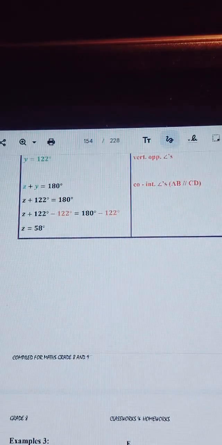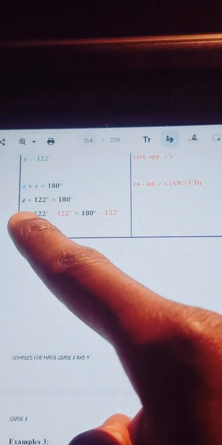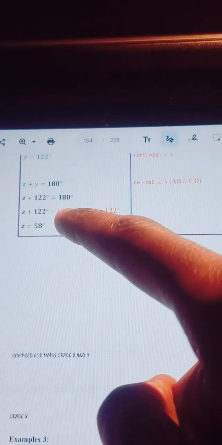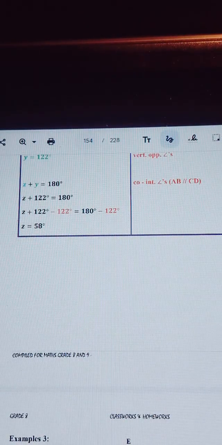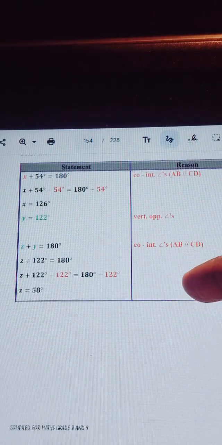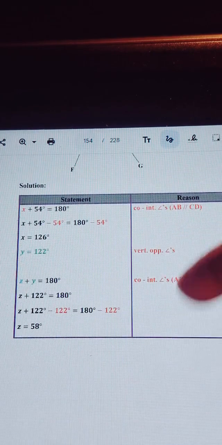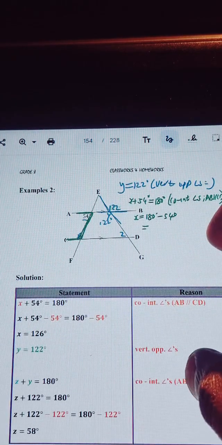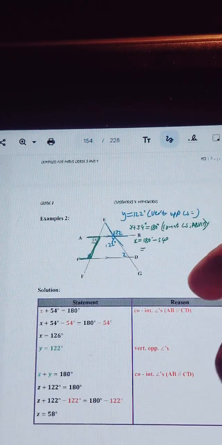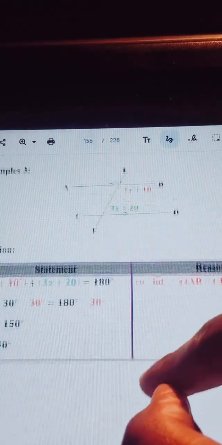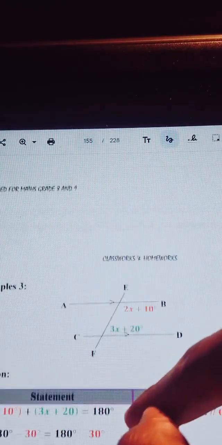And you see here they show you the additive inverse. The transpose: since it's plus 122, they say minus 122 on the left. They apply the additive inverse, and what you do on the left, you do on the right. You got z is 58 degrees. I think we're good there. Nice problem, that one. Let's go to this one.